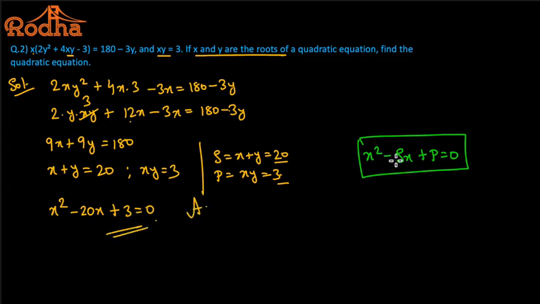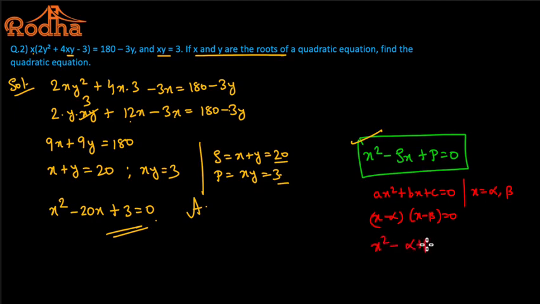Just remember that x square minus sx plus p is equal to 0 is the quadratic equation. Why does it happen? Because you remember we had written ax square plus bx plus c equal to 0, and if x equal to alpha and beta satisfy this equation, we write x minus alpha into x minus beta is equal to 0. If we solve it, we get x square minus alpha plus beta into x plus alpha beta equal to 0. Here alpha plus beta is the sum of roots and alpha into beta is the product of roots. That is how it comes. So just remember this.